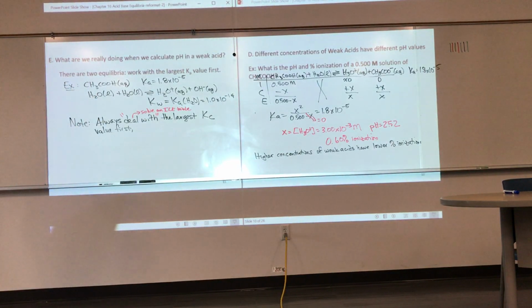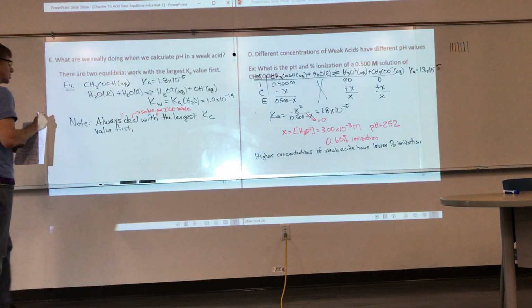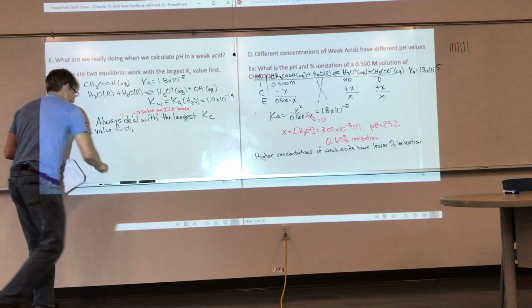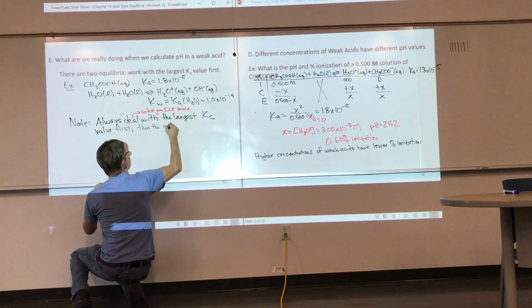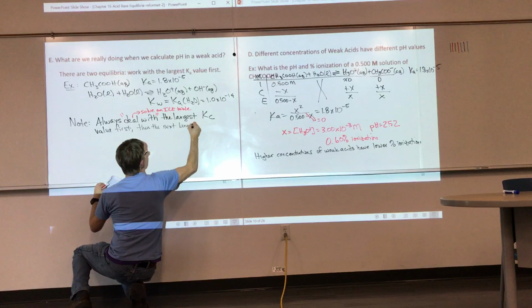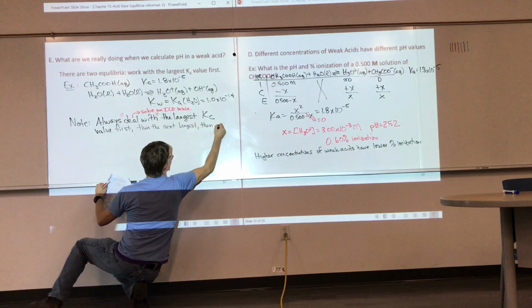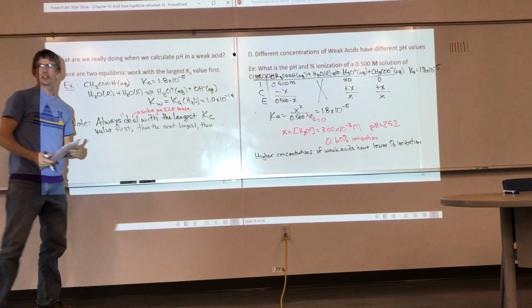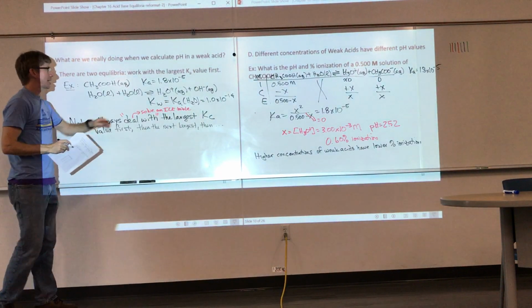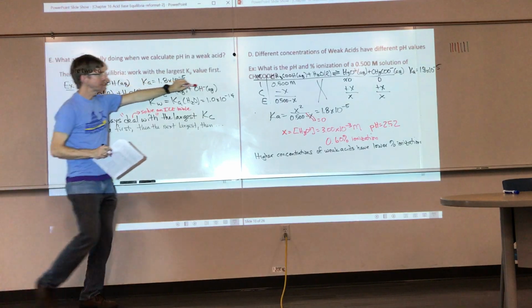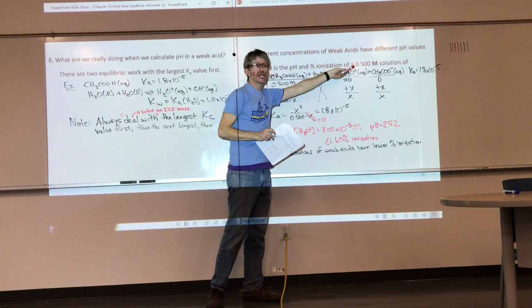I'll put my literal quotes around that instead of my air quotes. Deal with means create an ice table around. Always deal with the largest Kc value first, then the next largest, then the next largest, etc., etc. And we did that without ever talking about it before. We dealt with an ice table around the strongest, the largest equilibrium constant.